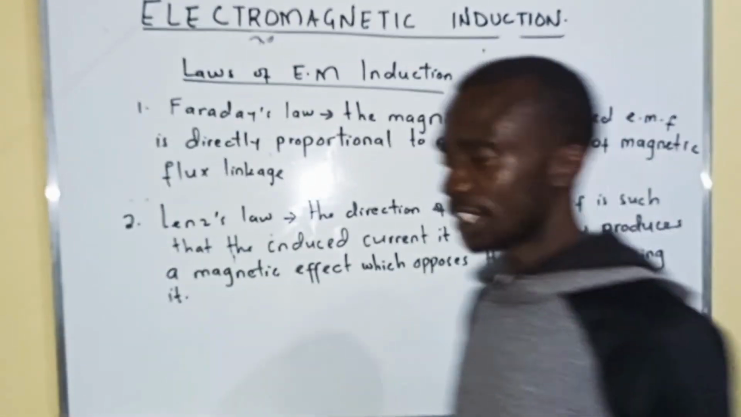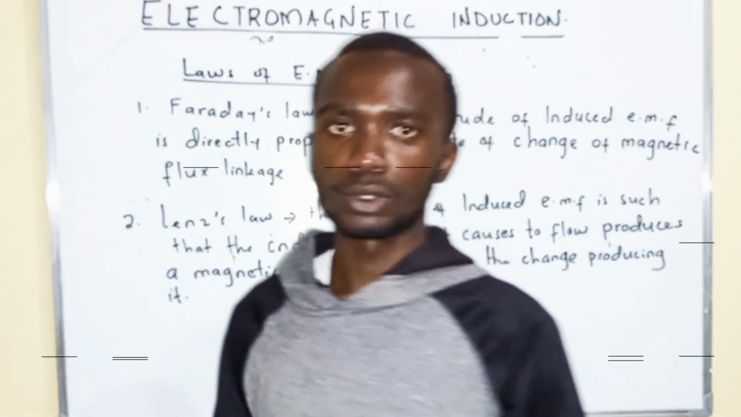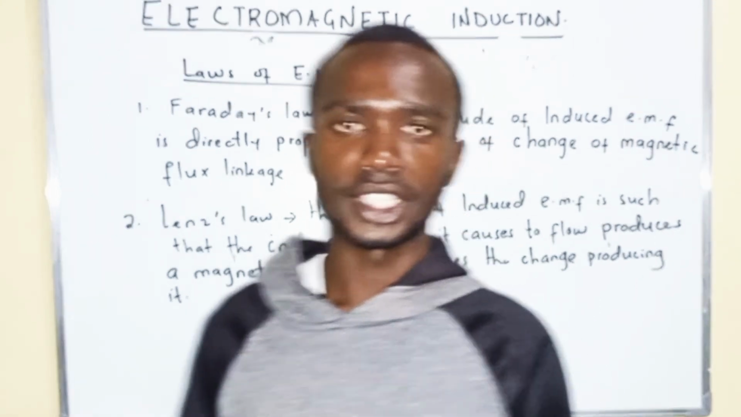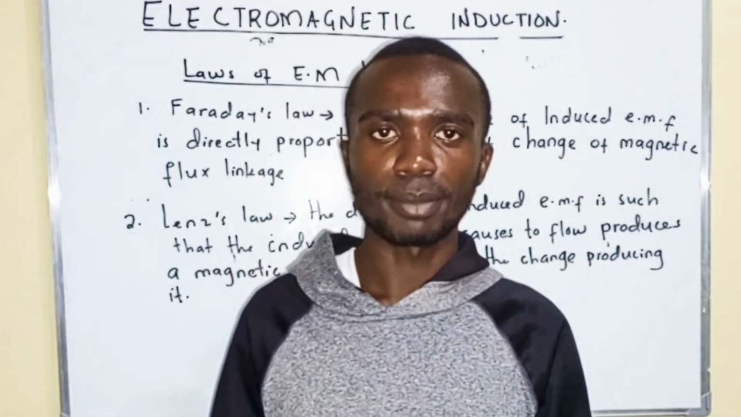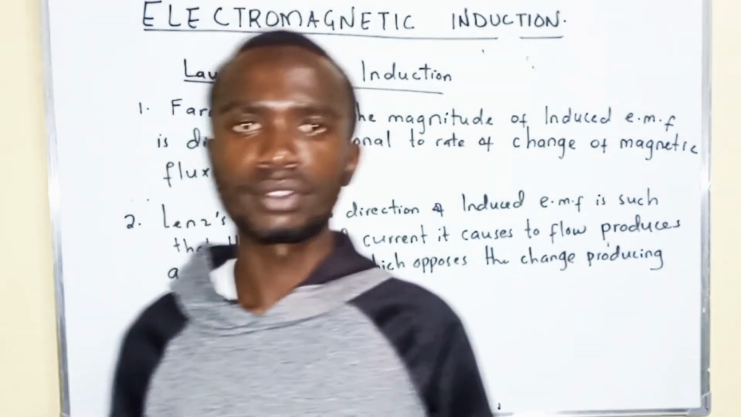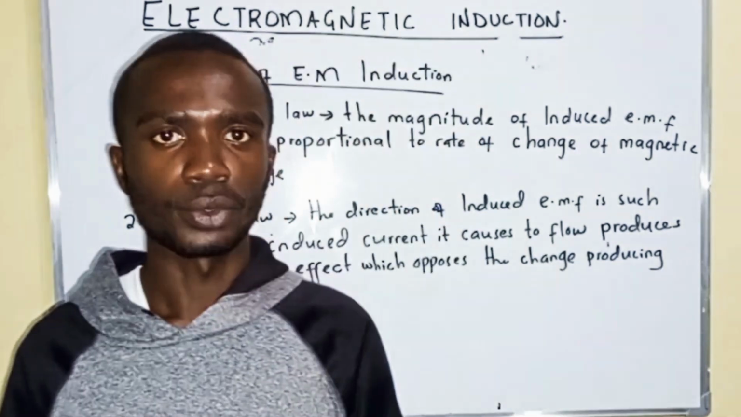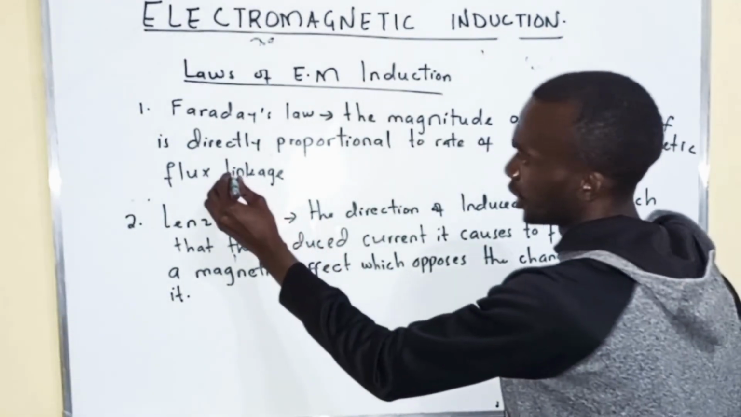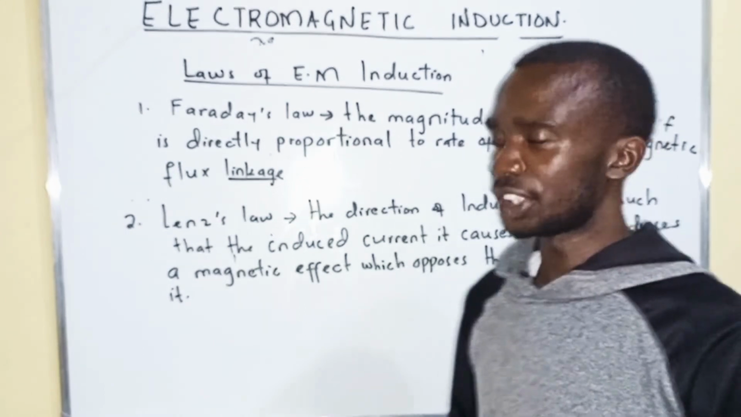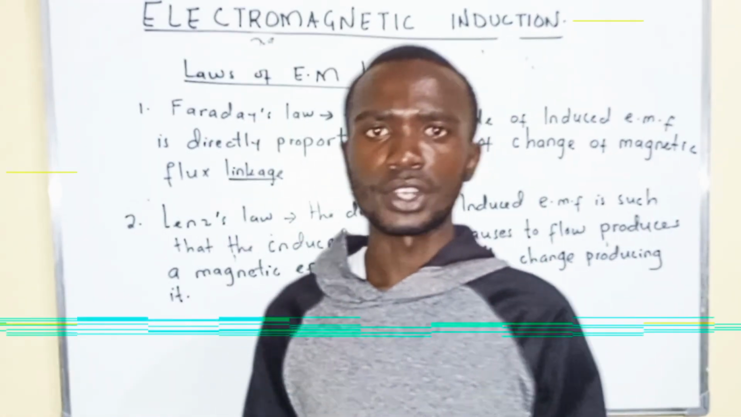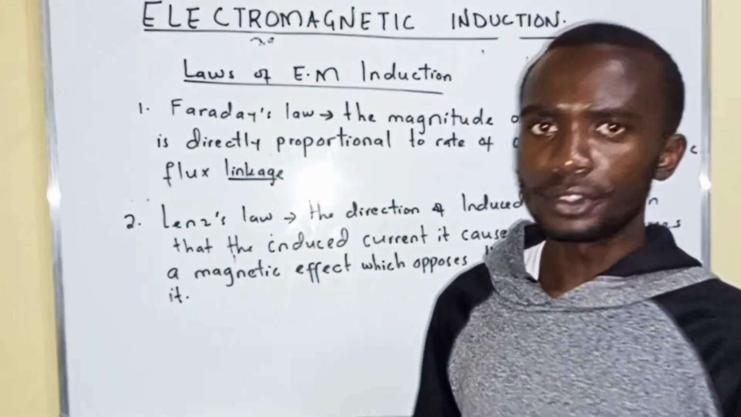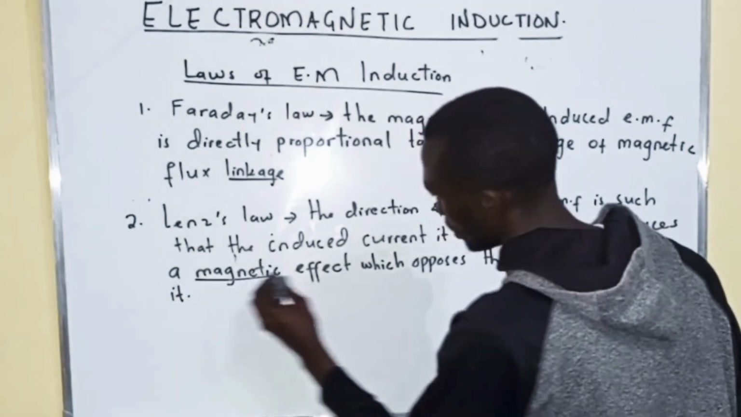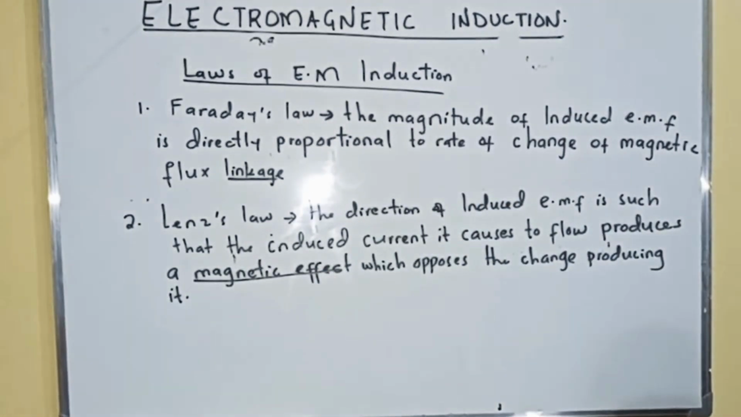Now, in electromagnetic induction, we are guided by the two laws of electromagnetic induction. That is Faraday's law, which states that the magnitude of induced EMF is directly proportional to the rate of change of magnetic flux linkage. Then Lenz's law states that the direction of induced EMF is such that the induced current it causes to flow produces a magnetic effect which opposes the change producing it.